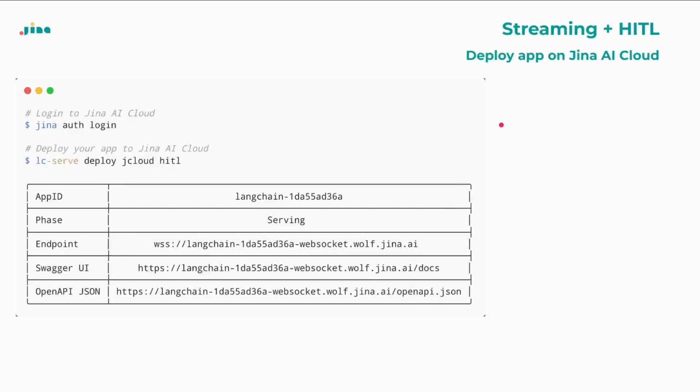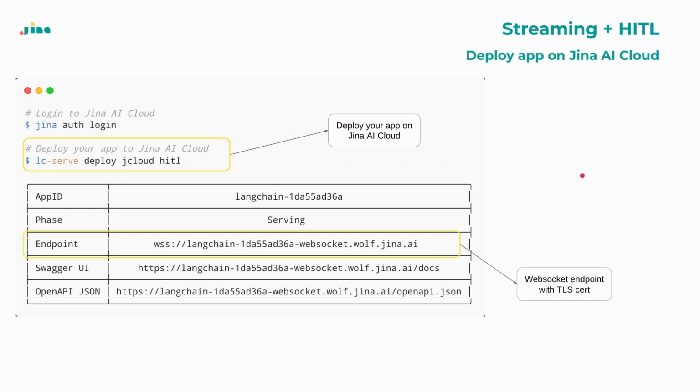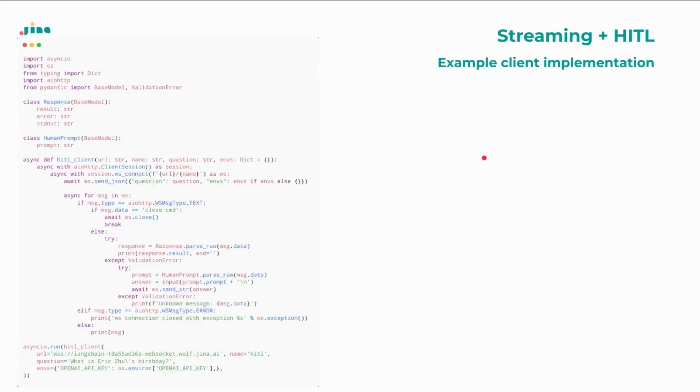All right, so let's skip the local deployment and go to Jina AI Cloud directly. We do the same again: lc-serve deploy jcloud, and we pass hitl, which was our file name. Doing this will give you a WebSocket endpoint, and you'll notice that this is WSS, which is a secure WebSocket endpoint. In this case, rather than demoing using curl, I have written a very simple Python client.